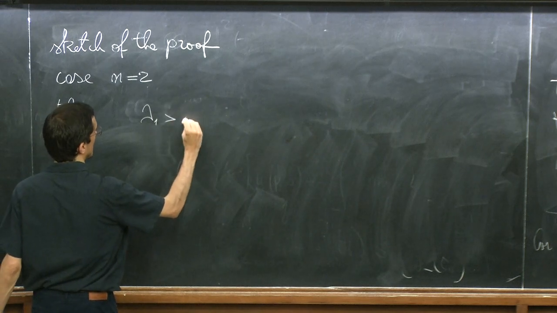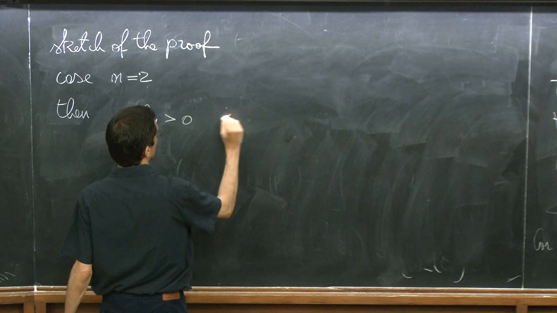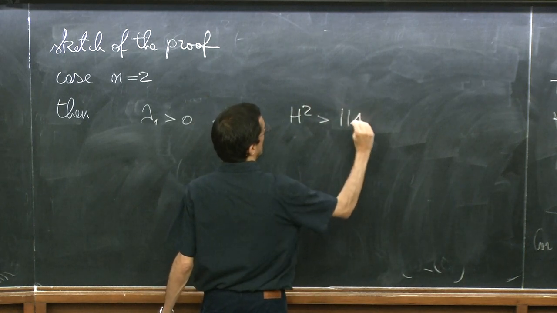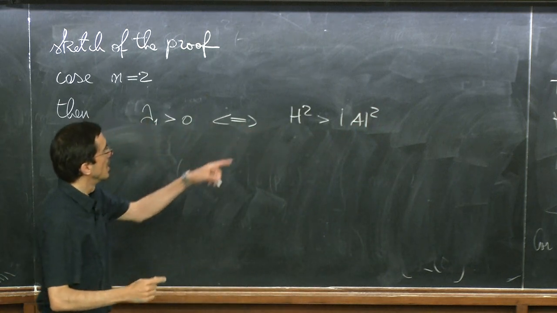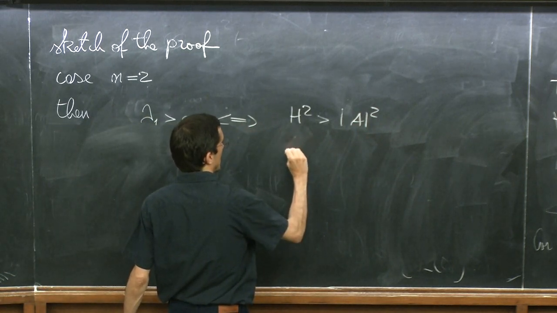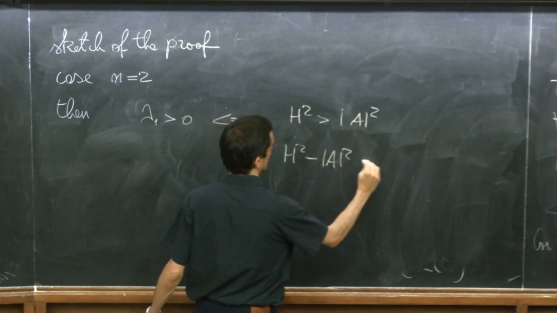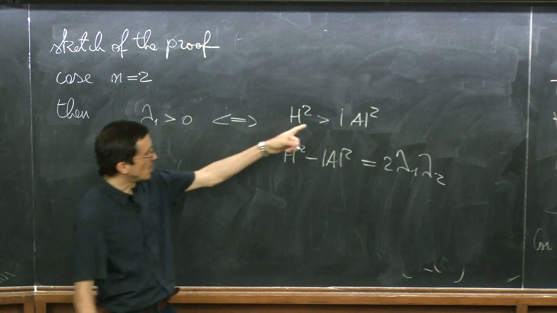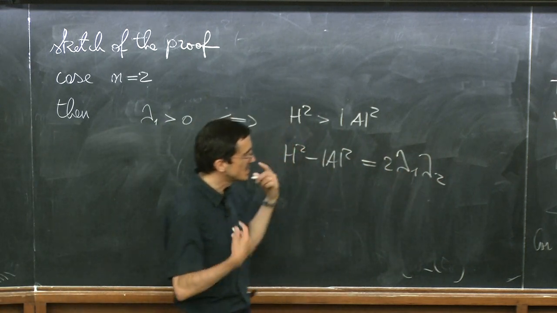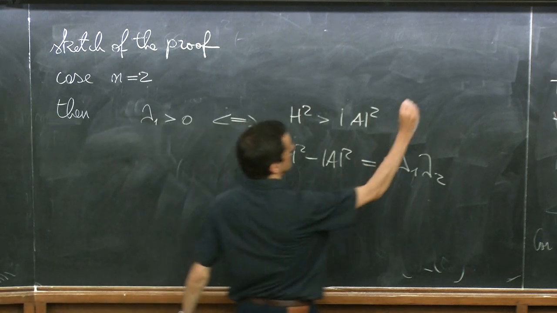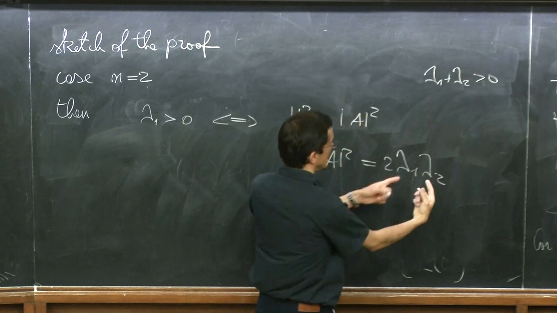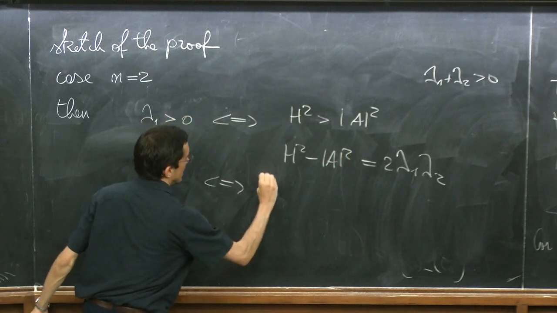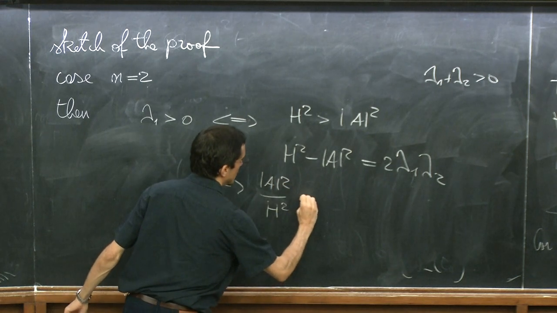And the observation that we can make is that lambda 1 is greater than 0 if and only if H square is greater than A square, because in fact, when you are in two variables, the difference is equal to the double product of lambda 1 and lambda 2. So this holds if and only if lambda 1 and lambda 2 have the same sign. But since we have positive H, the same sign has to be positive. So again, this means that the quantity I was considering before has to be less than 1.